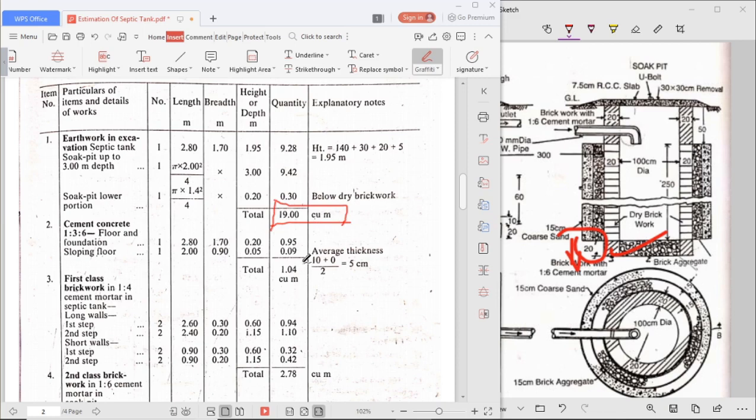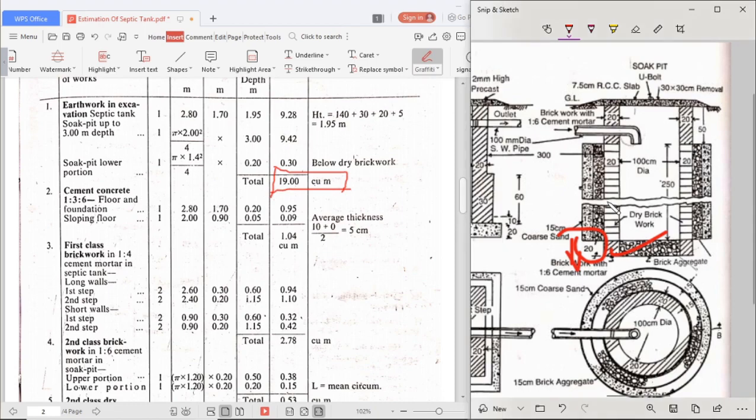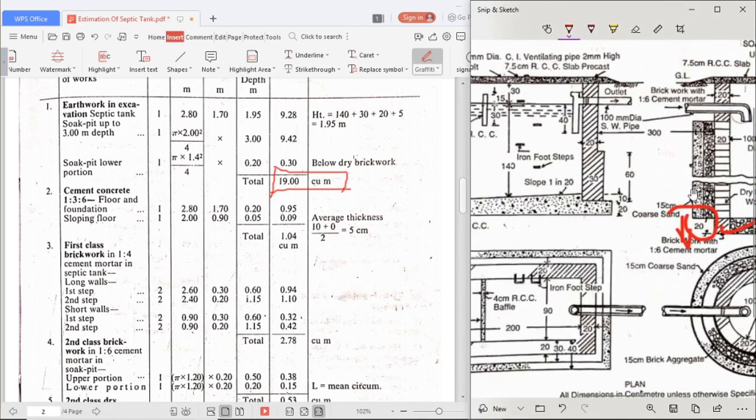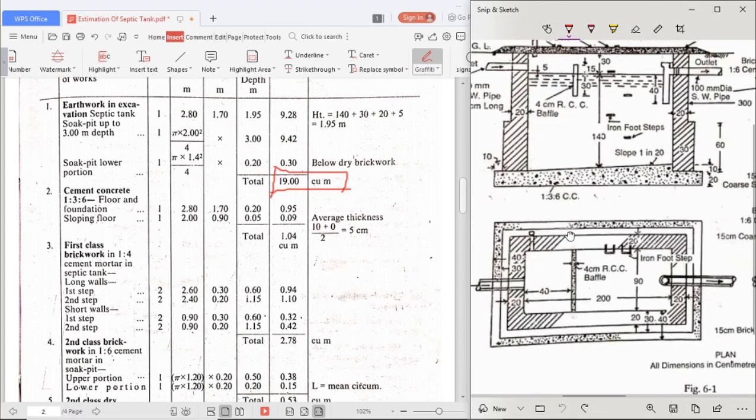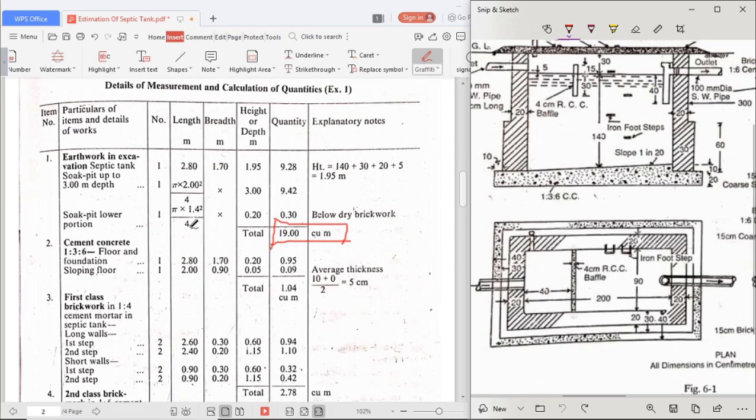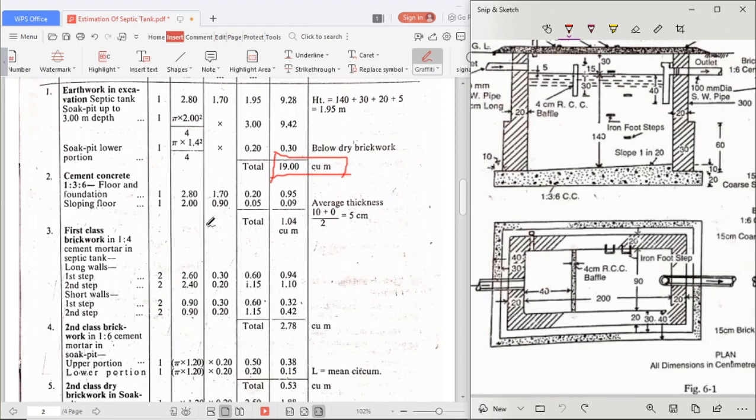So earthwork is over. Now what do we have to do after the earthwork? We have to lay the foundation bed, or concrete bed. For that concrete bed, the specification is given in the question, that is 1:3:6. So floor and foundation.